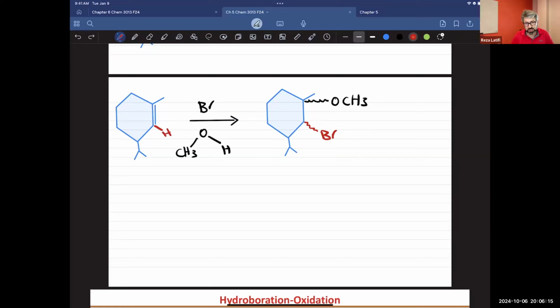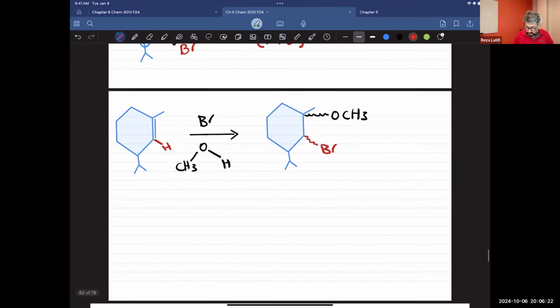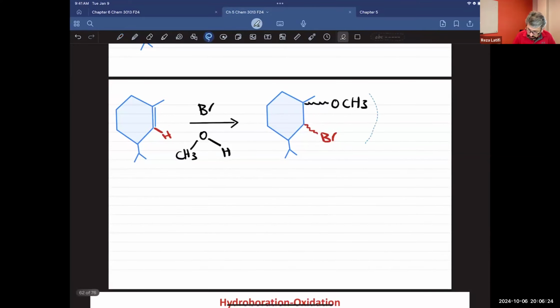And what's the difference between this versus water? When you had water, this one was the product. Okay, let's put them side by side.